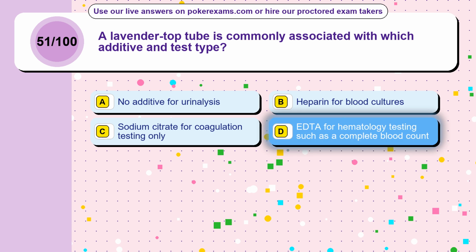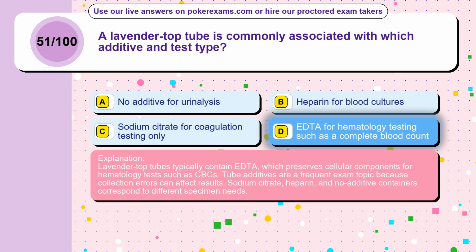The correct answer is option D. EDTA for hematology testing such as a complete blood count. Lavender top tubes typically contain EDTA, which preserves cellular components for hematology tests such as CBCs. Tube additives are a frequent exam topic because collection errors can affect results. Sodium citrate, heparin, and no additive containers correspond to different specimen needs.